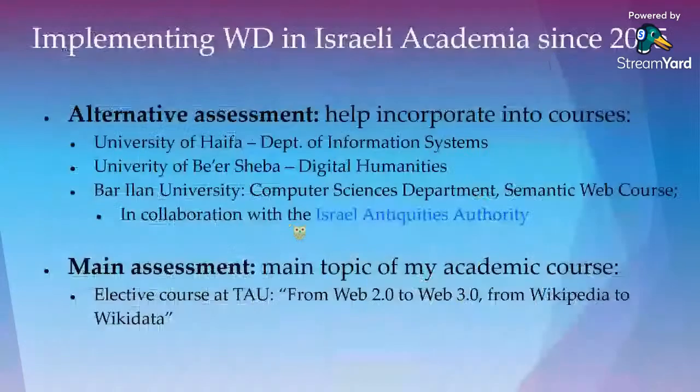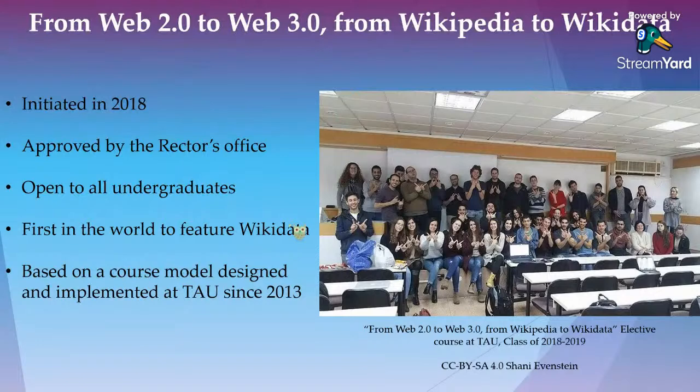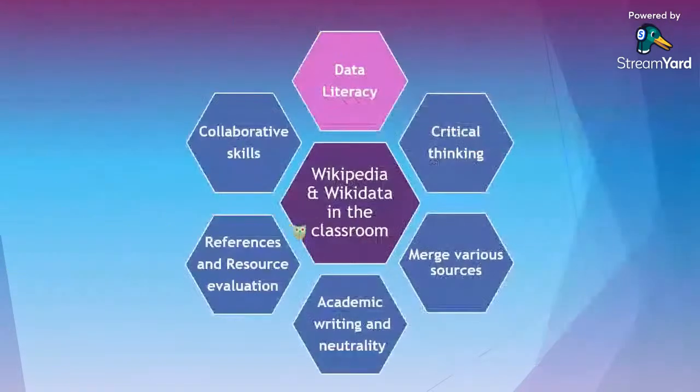Lastly, I want to say that we're using Wikidata in academia, just adding it as an alternative assessment in courses or as the main topic, which is what I've been doing at Tel Aviv University. I've created a course in 2018 that is called From Web 2 to Web 3, From Wikipedia to Wikidata. These are the students of the first round. And it's really crucial because we've been using Wikipedia in the classroom as a way to give assignments for a long time now.